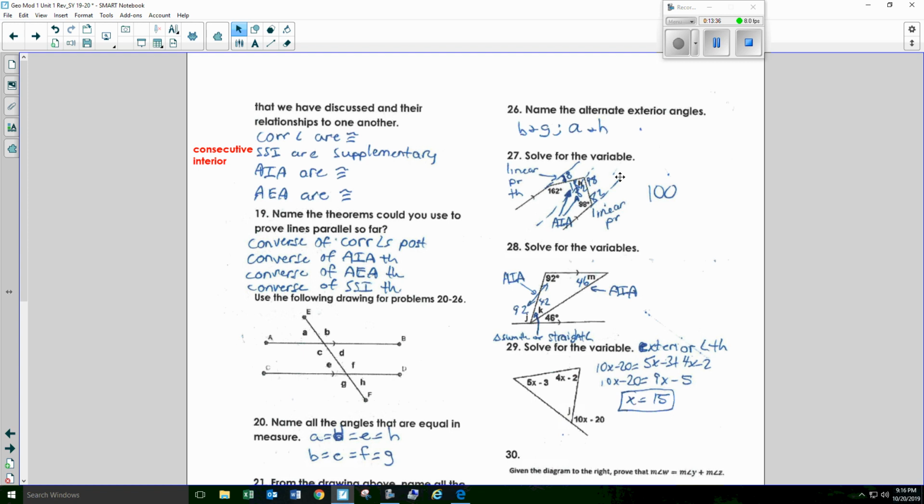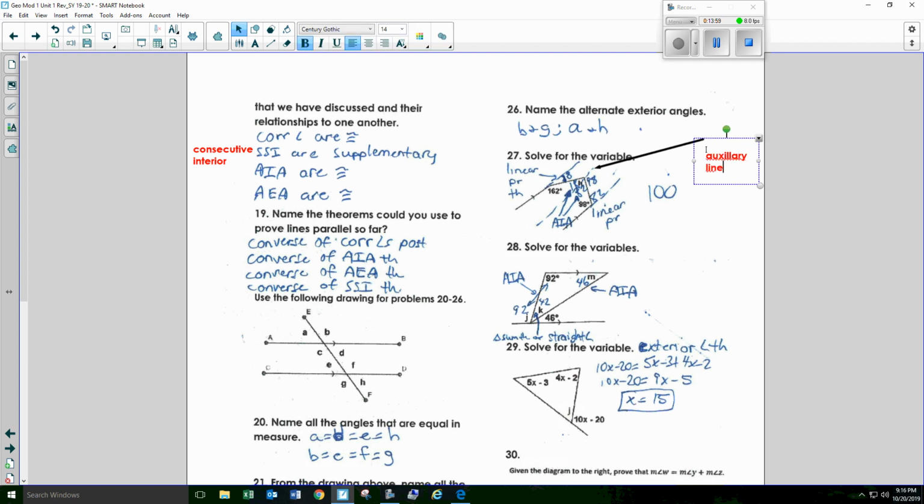Solve for the variable. Remember, we extended this segment right here, and then we drew an auxiliary line. This is called an auxiliary line. Just remember the name right there. That's called an auxiliary line. We drew that in there. That was not there.